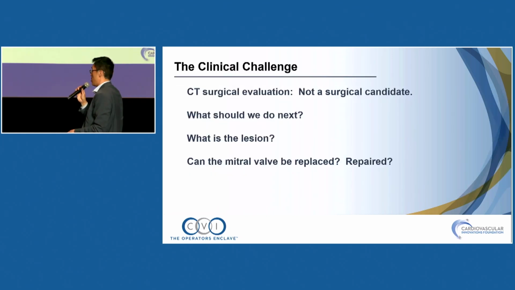So CT surgery felt he was not a candidate. And what should we do next? What is this lesion? I don't know what to call this thing. It's an eaten-out abscess. At this point he had been sterilized from his infection, and surveillance cultures were negative. Can you replace it? Can you repair this? How do we approach this?